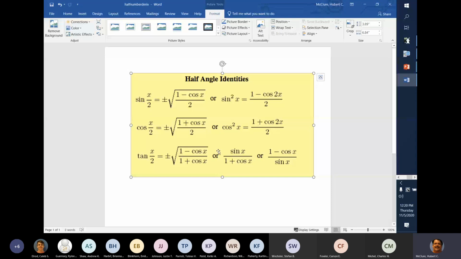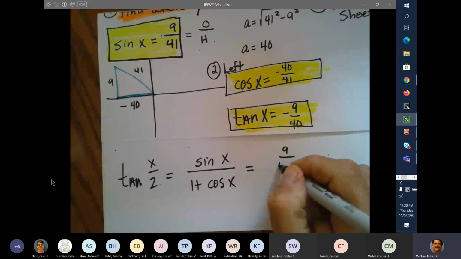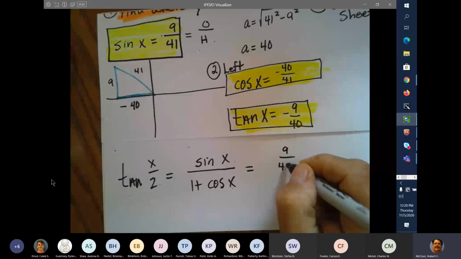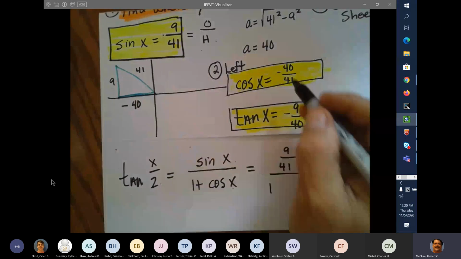So I'm going to plug. So what is my sine of x? 9 over 41. And what is the cosine of x? Negative 40 over 41. And now you can solve it.